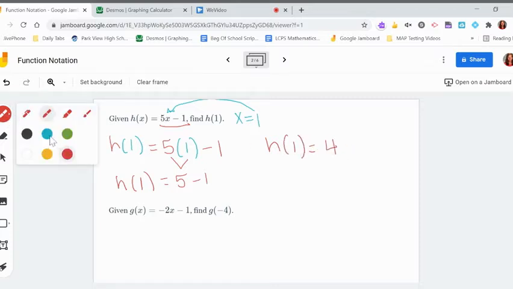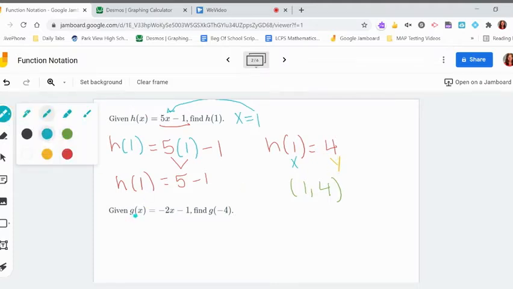Okay? So remember, this was my x value. The 4 is my now y value. Okay? So you can also write it as an ordered pair. 1, 4. X is the 1, y is the 4. Let's look at another one.